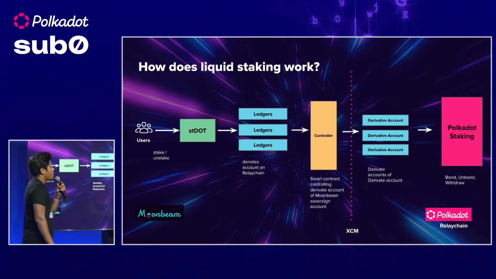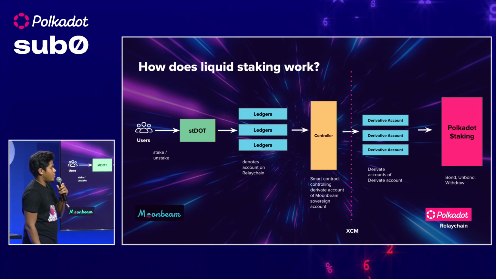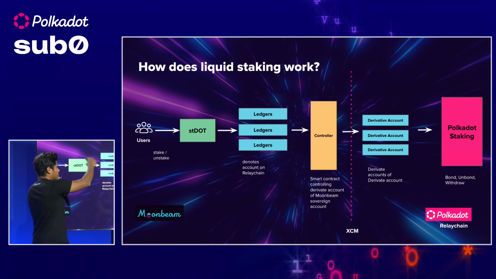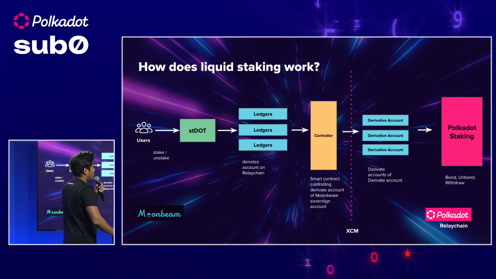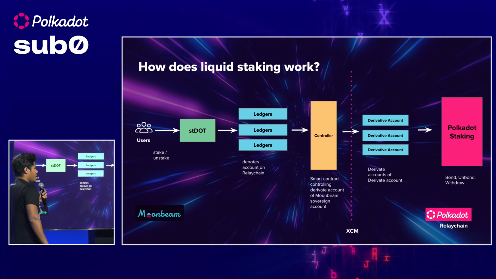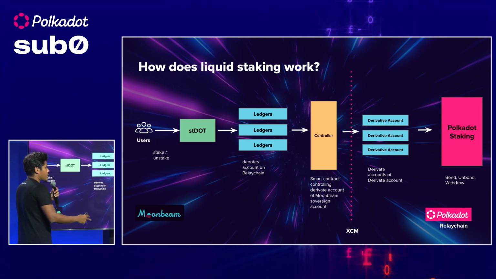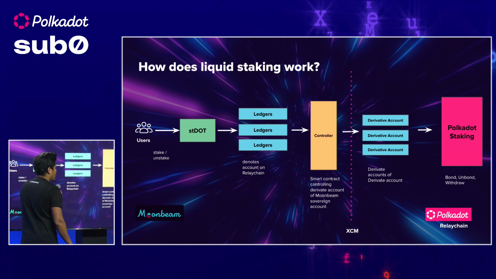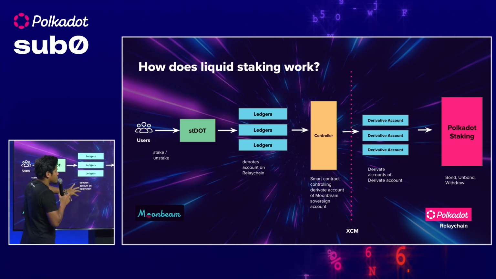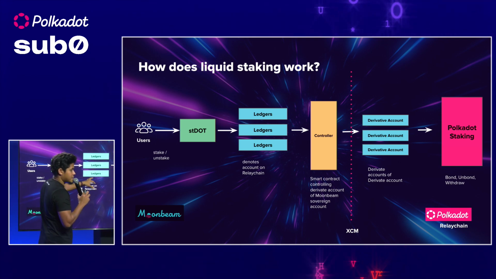Because for DOT staking on Polkadot, there is a limitation of 32 withdrawal calls, right? So imagine a person that has staked 40 times, and he wants to withdraw everything at once. We can't actually do that because there's a max of 32 withdrawals that we can process. So that's why we need to have a few ledger accounts, to mitigate against that.